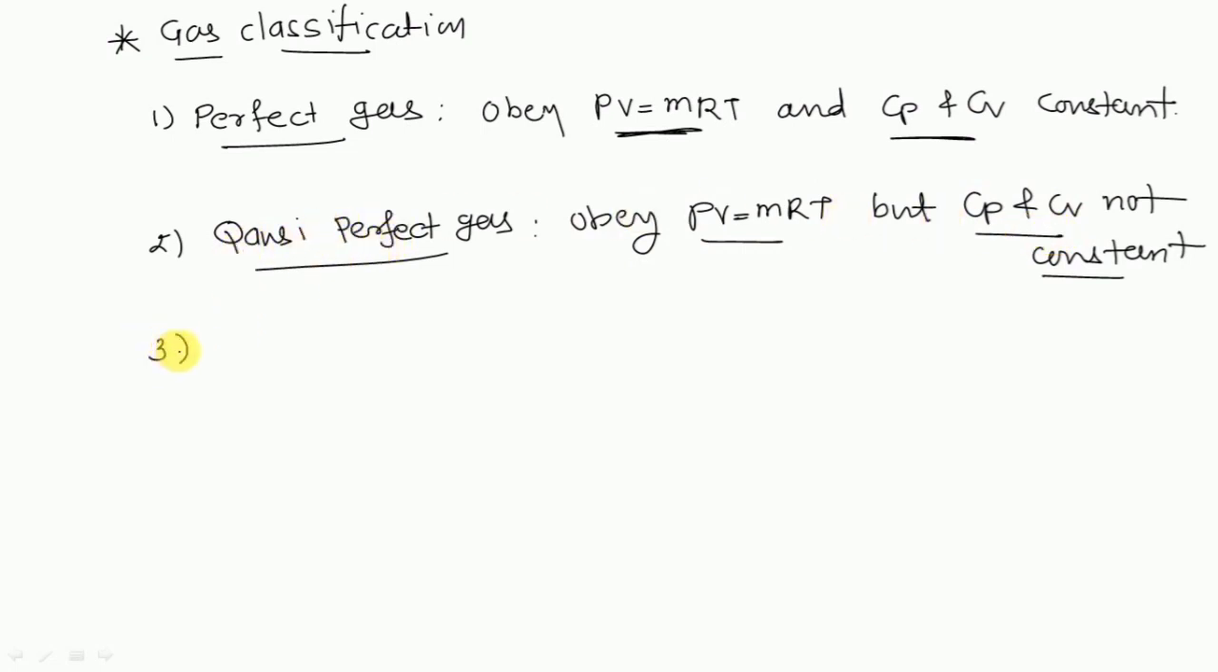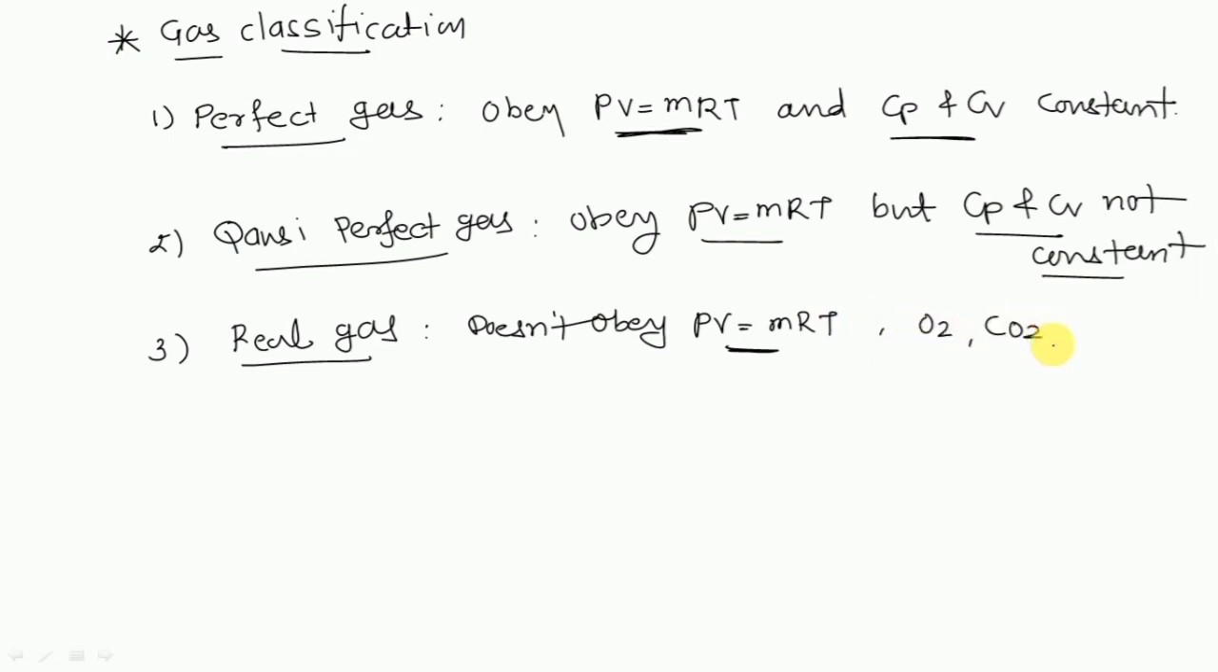And the third one is real gases. Here, the gases do not obey or follow PV is equal to mRT. All the gases which are available in the atmosphere are real gases, because we know they do not follow the PV is equal to mRT relation. So we can say oxygen, carbon dioxide, nitrogen, these are all real gases. They are not perfect gases.